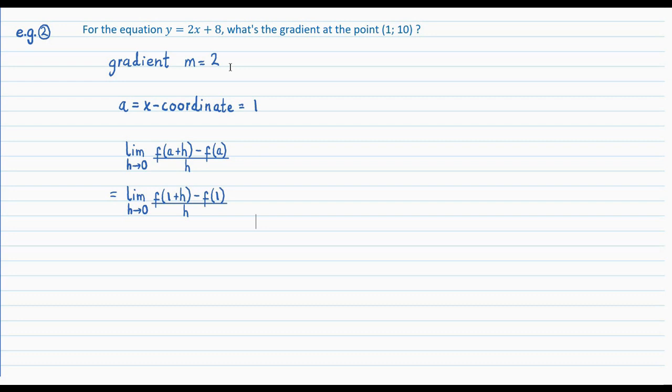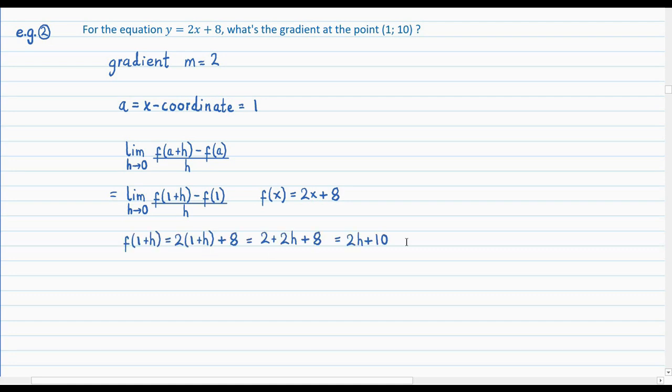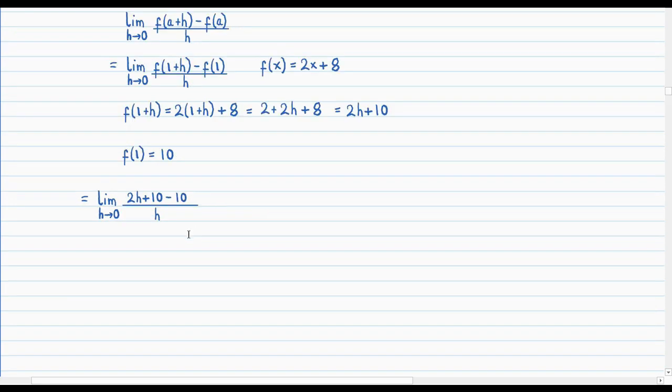f of x is 2x plus 8. So f of 1 plus h would give 2h plus 10. Then f of 1 is just the y-coordinate of the point, so 10. Then you sub these values back into the equation. Then the two 10s minus each other out, and this whole thing reduces to 2h over h. Since there's the h in the denominator and the numerator, just cancel it out, giving the answer as 2, which we know from before is what you're supposed to get. So the equation works.